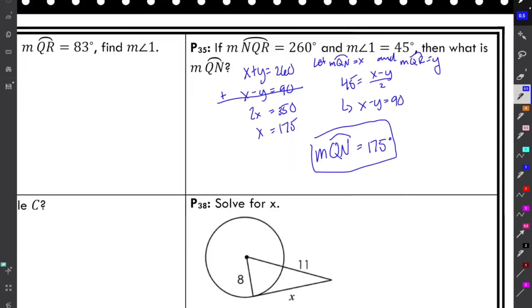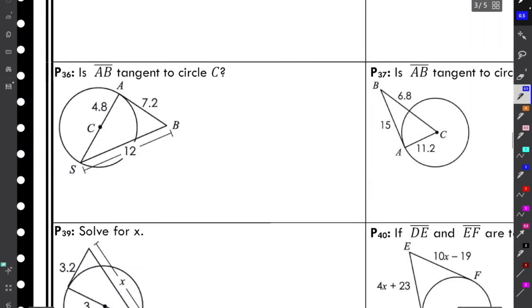Alright, 36. Is segment AB tangent to circle C? Okay, we have this right here. We want to see if it's tangent. If it's tangent, that means that this would be a right angle, right? So what we're going to do is see if this is in fact a right triangle. To do that, you plug your side lengths into the Pythagorean theorem to see if it satisfies, okay? So this 4.8, AC right here, is a radius, so this is also 4.8.